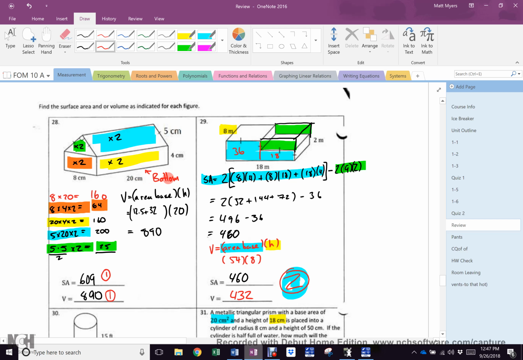The bottom is in red. It is not times 2 because it doesn't repeat. The orange rectangle, there are 2 of them, so it repeats. 8 by 4 by 2. The yellow rectangle, there's 2 of them, so it repeats. You do all the math and you add it up to get 609. If you did some of those rectangles and you multiplied some of them by 2 and you added those up, you get half a mark. If you got to 609, you get a whole mark.